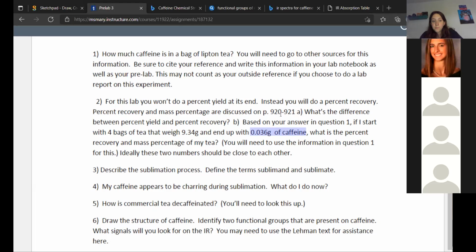So the calculation for this one would be: you want to get that 55 milligrams times 4. Then you'll divide what you actually got by that expected amount, which is the 55 times 4 bags. Remember, this is milligrams, so you need to convert to grams because you got grams of caffeine here. Then you multiply that percentage, what you got divided by whatever mass is expected, times 100. That's how you would do the percent recovery aspect of question B. Does that make sense?